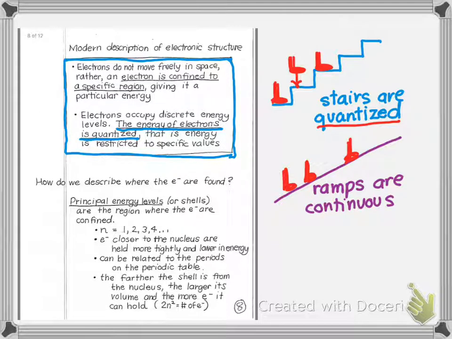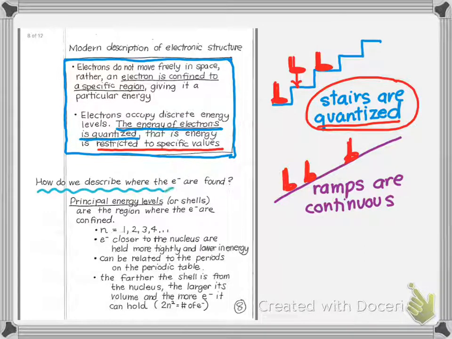And so when we think about electrons, what we're thinking about is that their energy is quantized, or restricted to specific values. And we're going to learn how they label those specific values. So a big question that comes up from this is, how do we describe where the electrons are found? And this is what we're going to try to figure out.